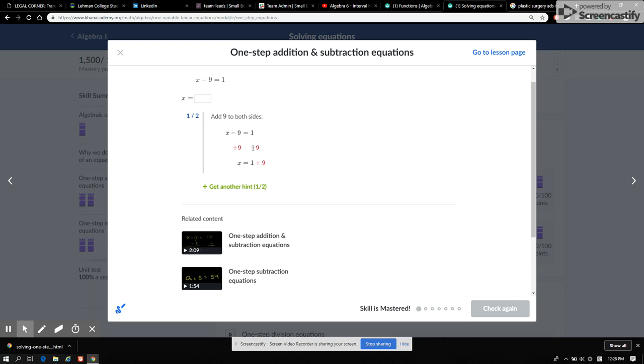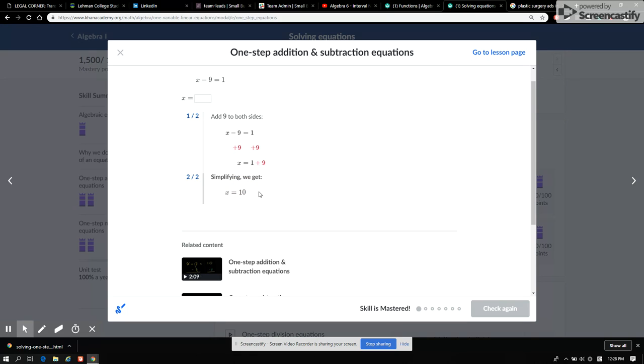So here's the hint, and it actually goes through the process for you. It begins the process for you. It doesn't tell you what it is. So now look, we add 9 to both sides, and then it becomes x equals 1 plus 9. So then what is 1 plus 9? x equals 10. And then you can get the other hint, and x equals 10, right?